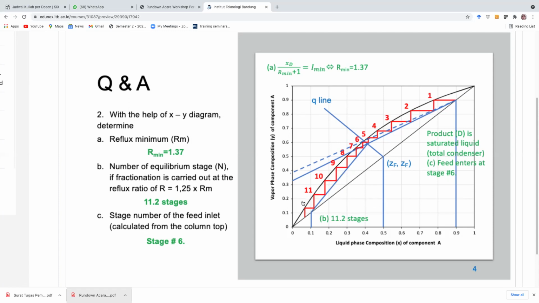So, because in the equilibrium, in the tray, yeah, in the equipment, we can't have 1.2 stages. We can't have that one. We have to have full stages. Okay, but if you want to write like this, that's fine as well.